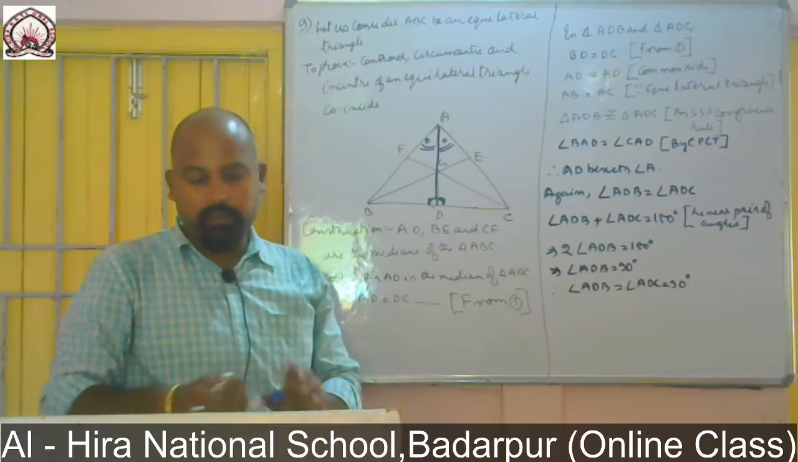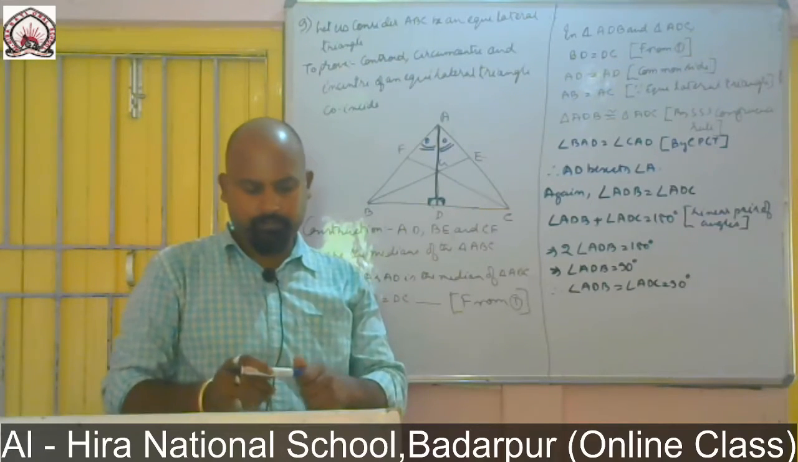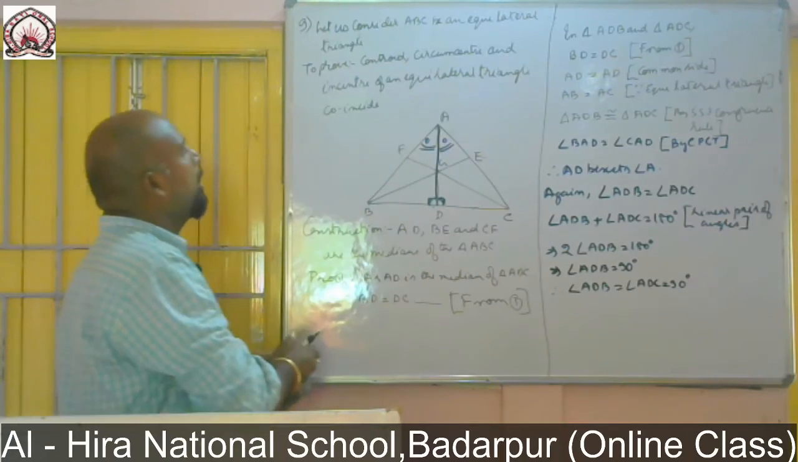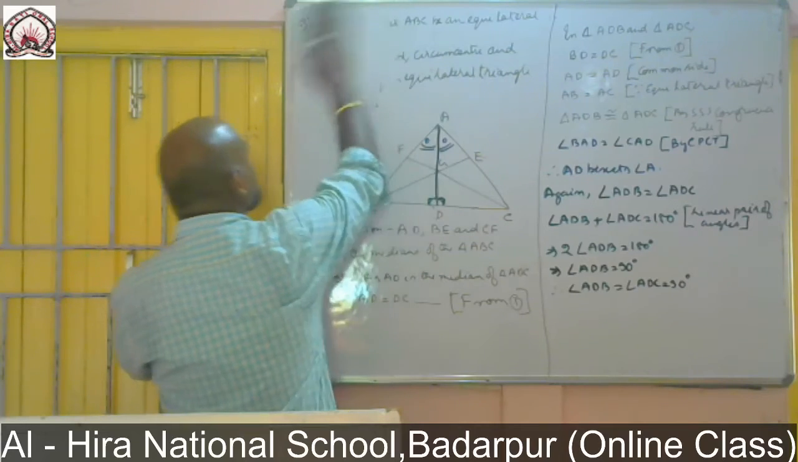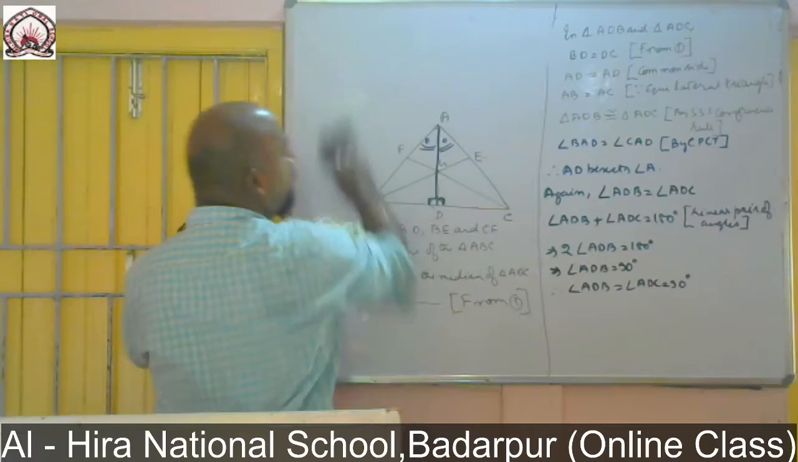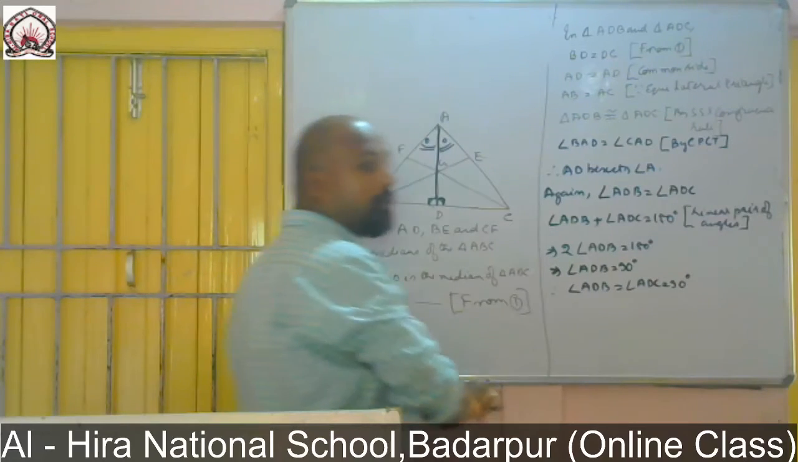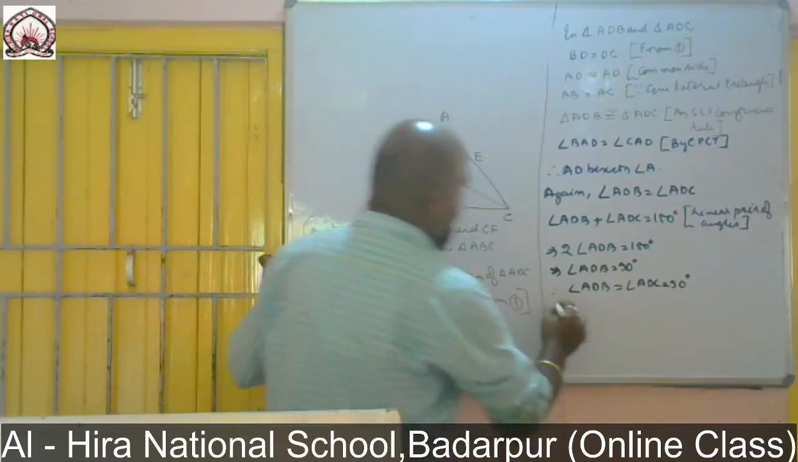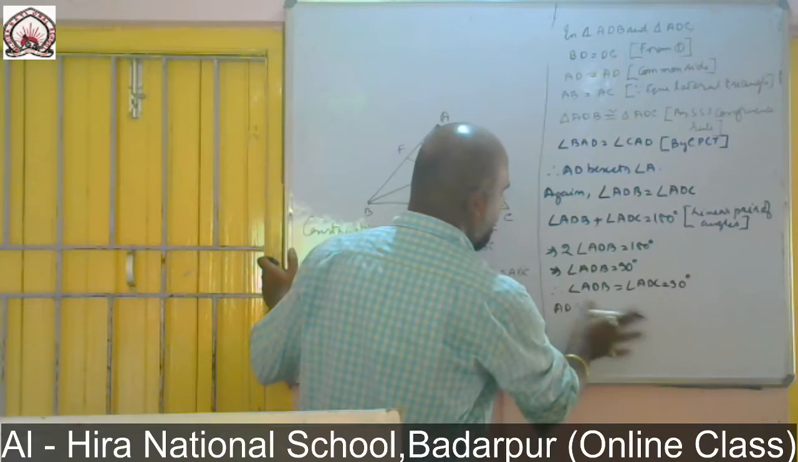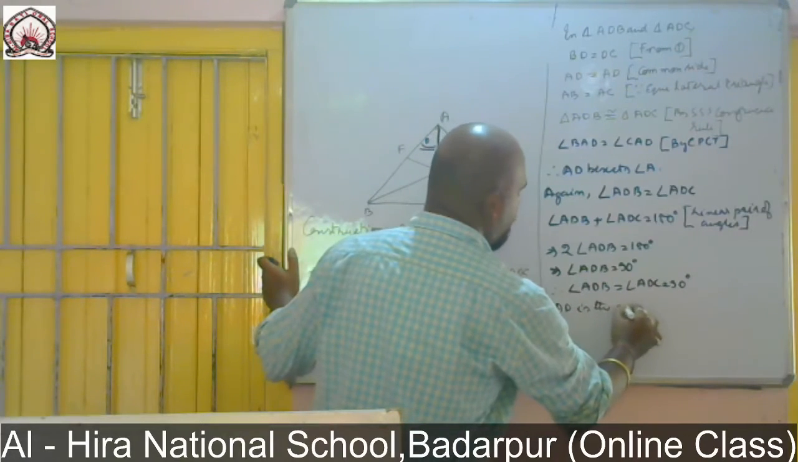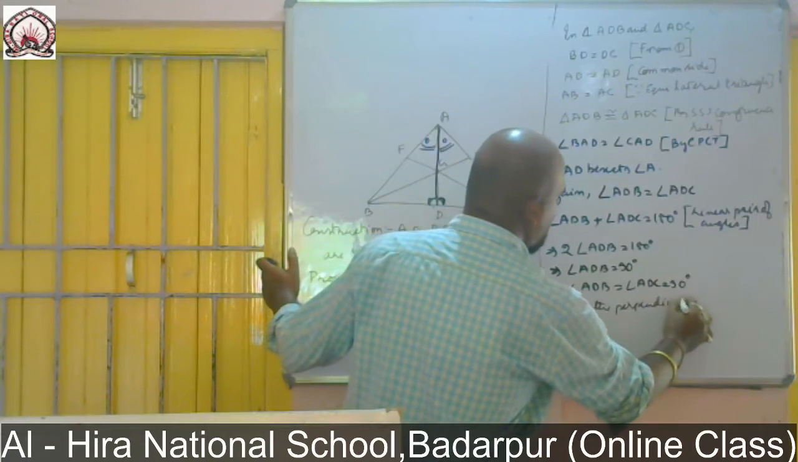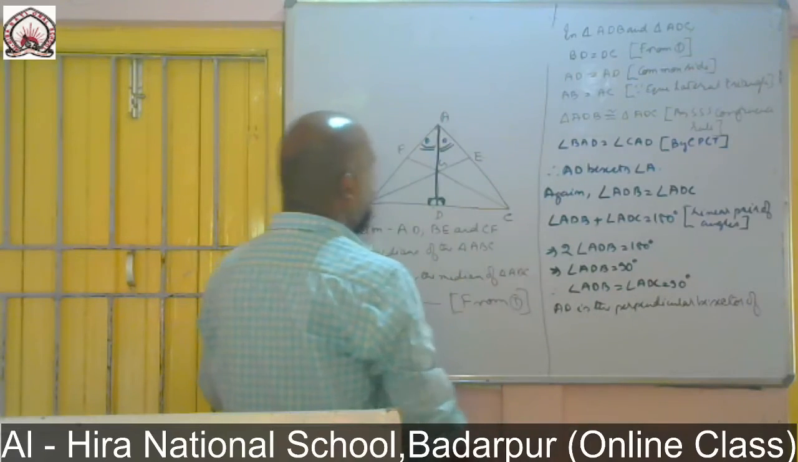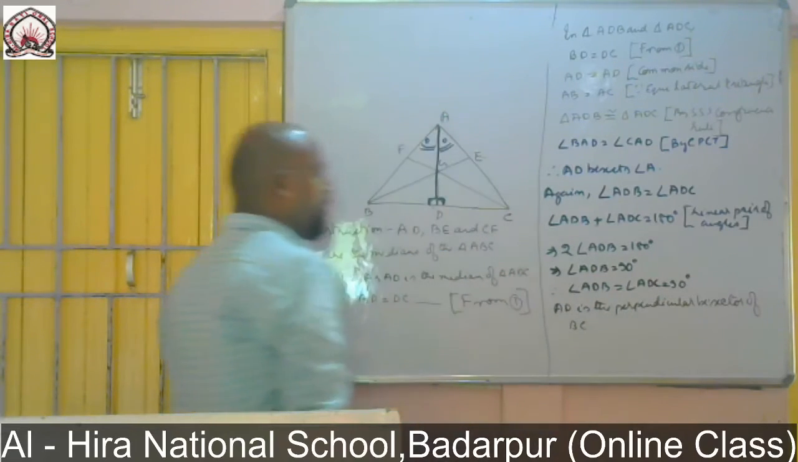So, what can we write? Then AD is the perpendicular bisector of BC. Okay, of BC.